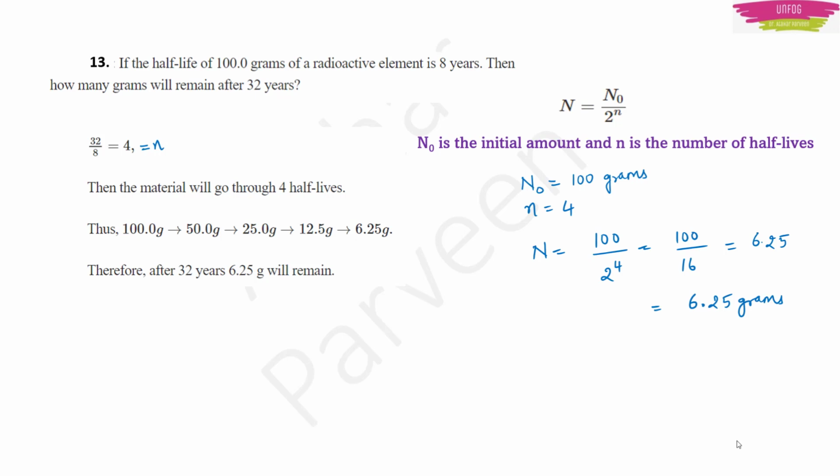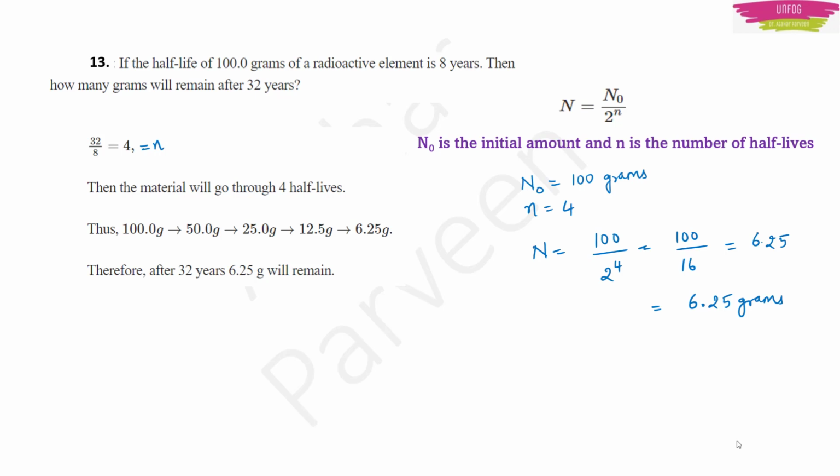Now you just substitute. N naught is the initial amount, right? The initial amount they have given is 100 grams. By 2 to the power small n. Small n is 4. 2 to the power 4. So 100 by 16, or it will be 6.25 grams. Okay, you can just directly use this formula and calculate. Only thing is that first you have to find small n.